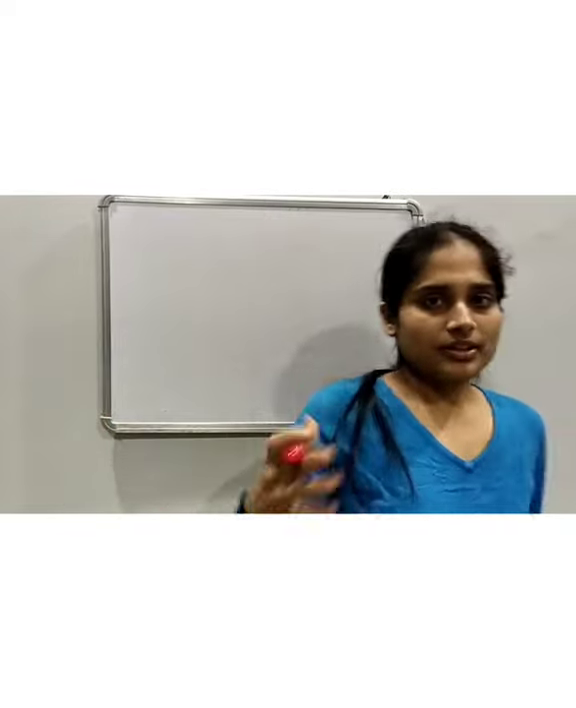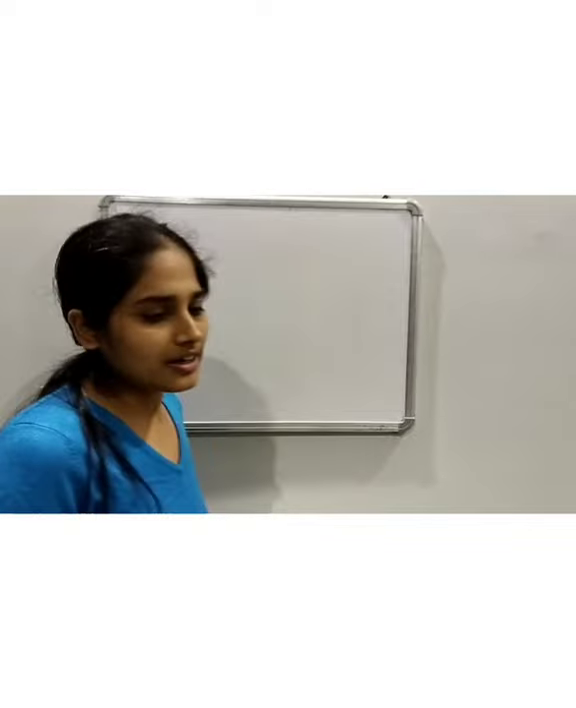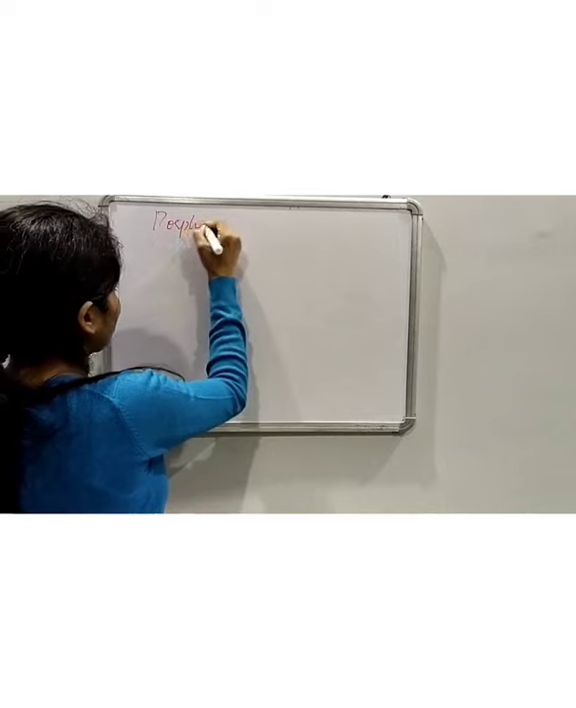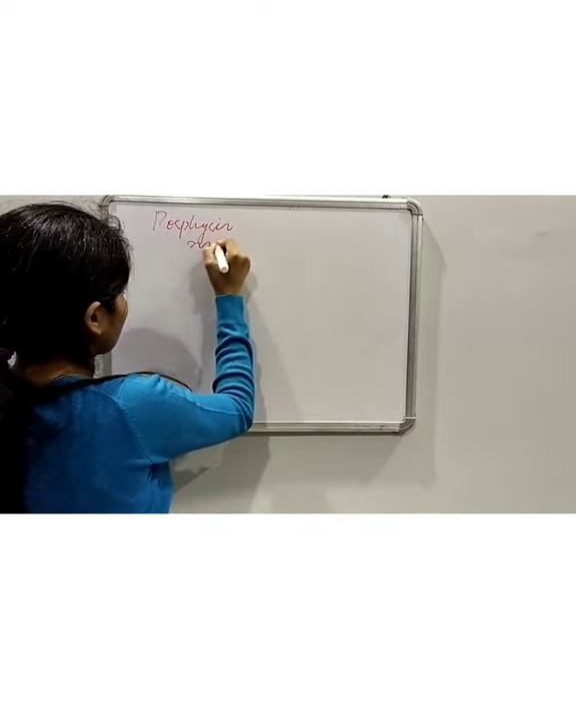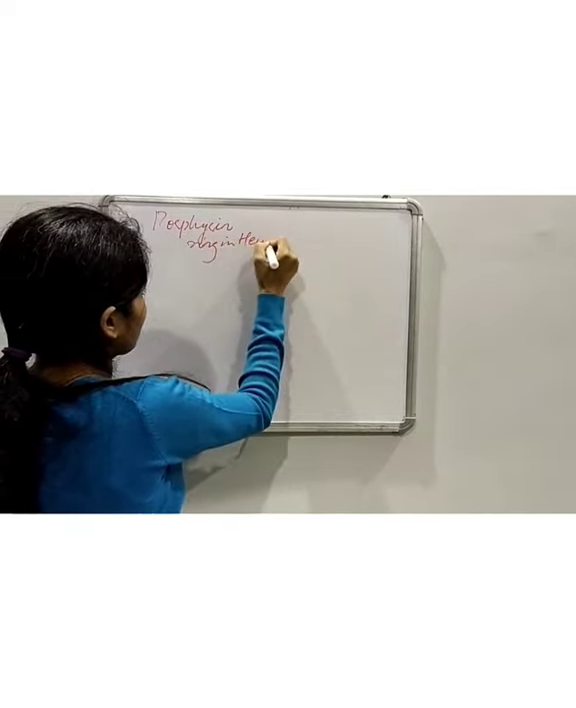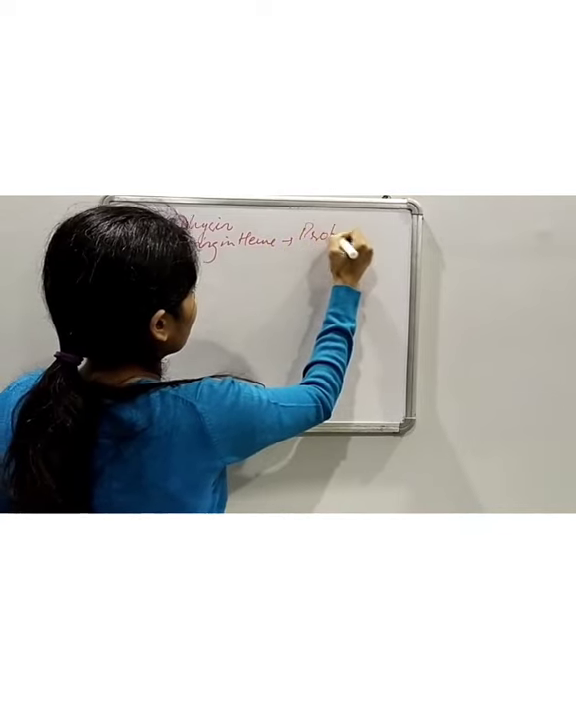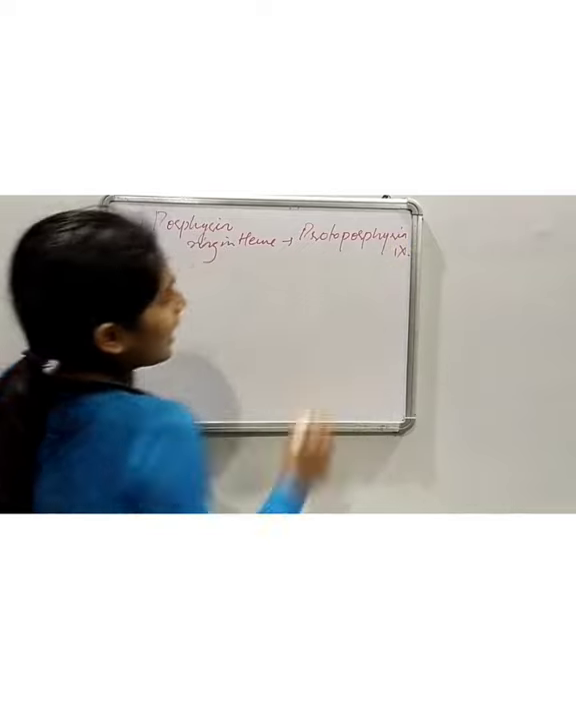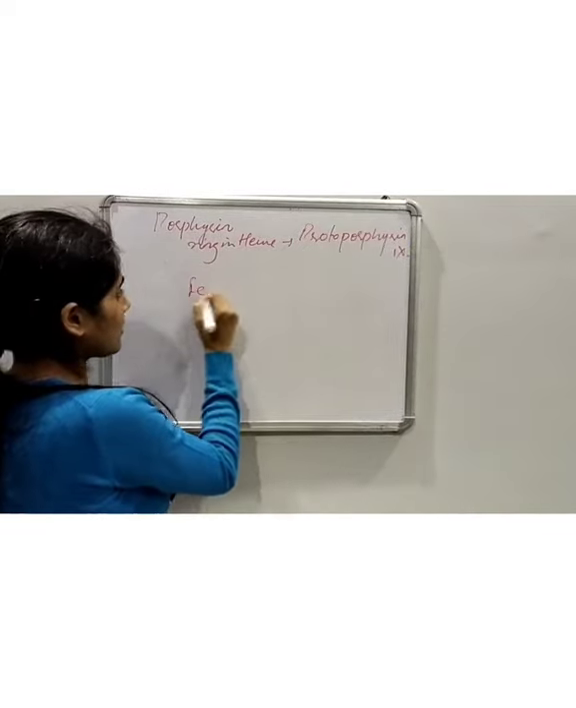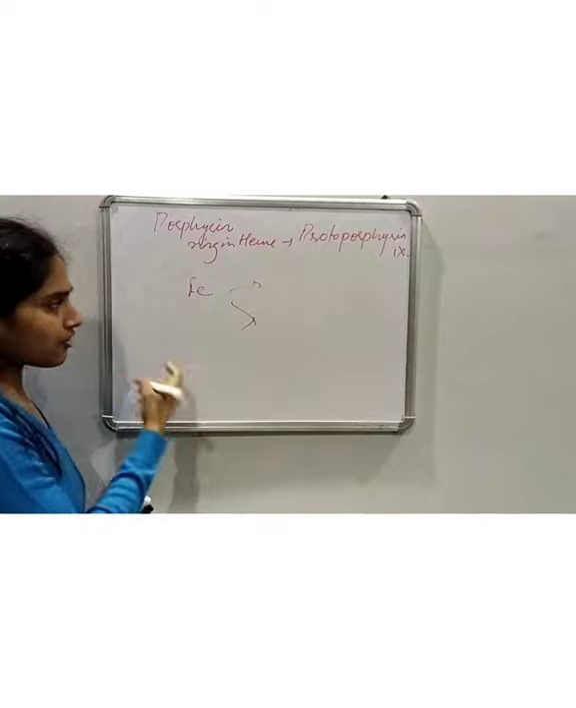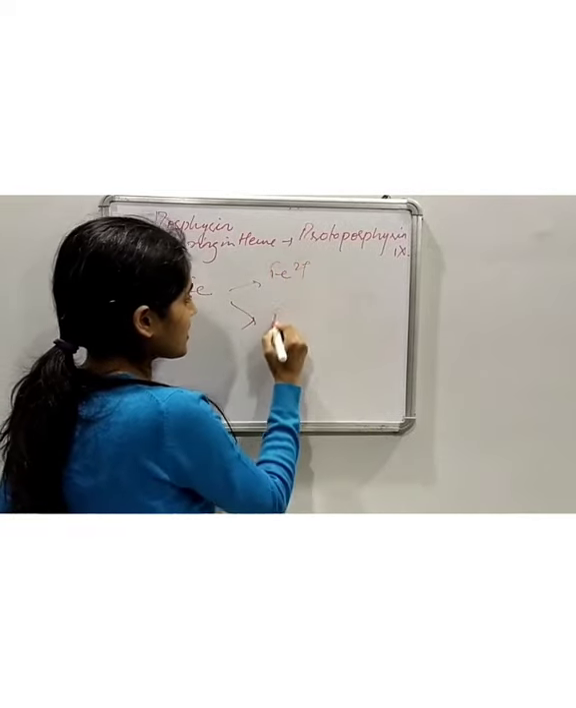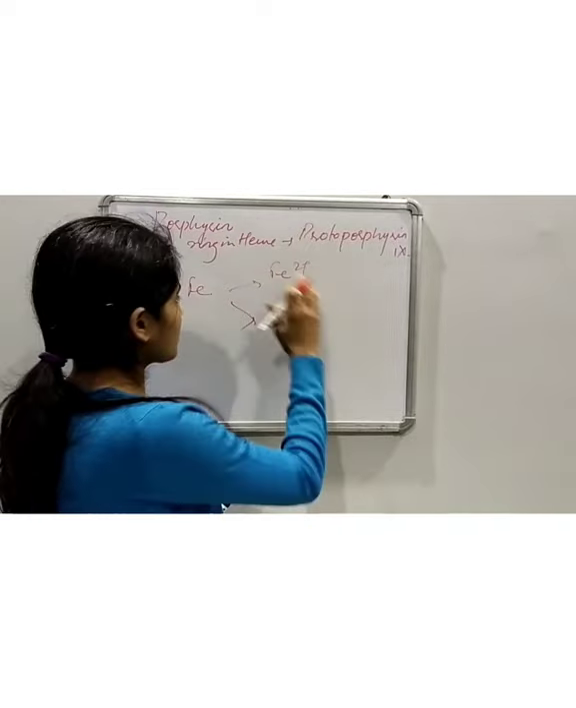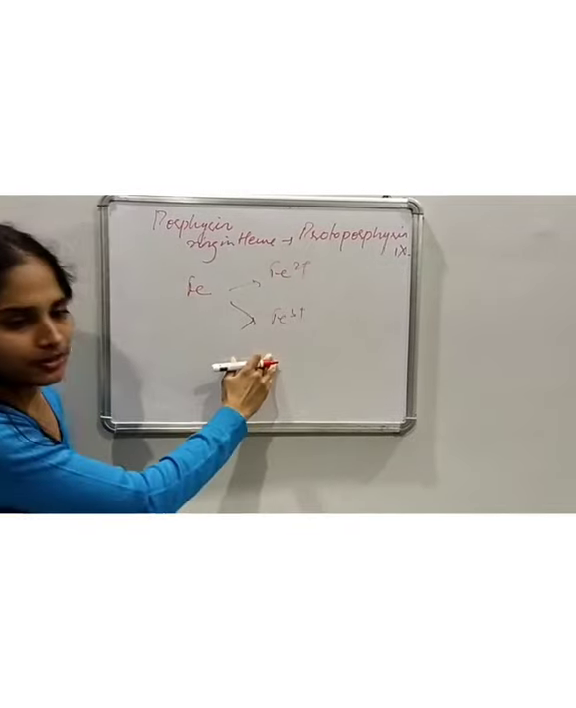Now coming to the iron. The porphyrin ring in heme is protoporphyrin 9, and this iron, as I've already mentioned, exists in 2 different oxidation states. One is Fe2+ and the other is Fe3+.